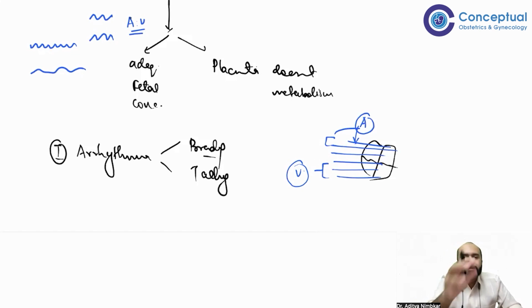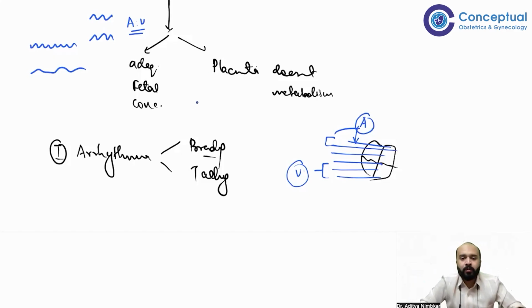So if there are 160 atrial contractions, there have to be 160 ventricular contractions. But it can be distorted. It can be distorted such that the atria is having one contraction, in comparison the ventricle is having two contractions, or the other way around. The atria is having two contractions and the ventricle is having only one. So basically there is some blockade, or probably there is something in the ventricle that is causing it to have its own beats. All these things are going to lead to arrhythmias.